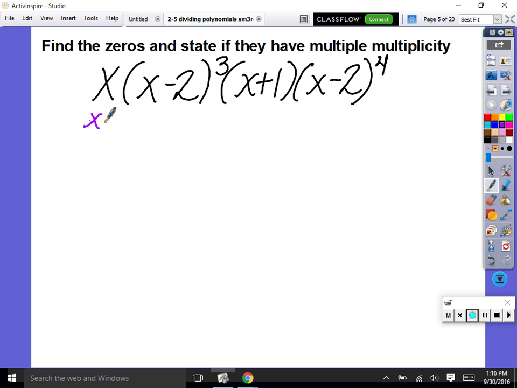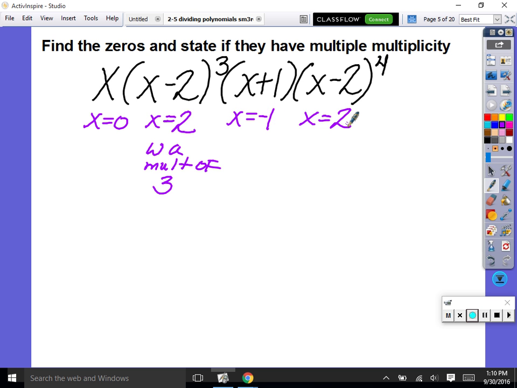So we get x is equal to 0. We have x is equal to 2 with a multiplicity of, that means it happened 3 times, right? And then we get x is equal to negative 1, and we get x is equal to 2 with a multiplicity of, okay.